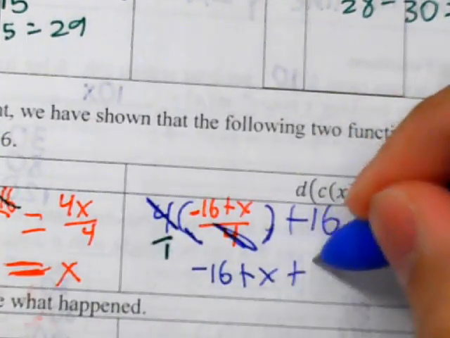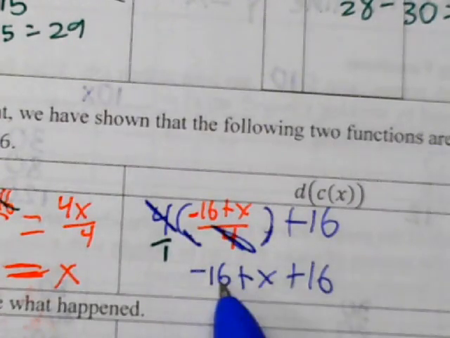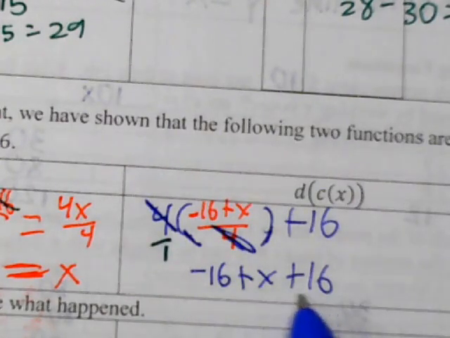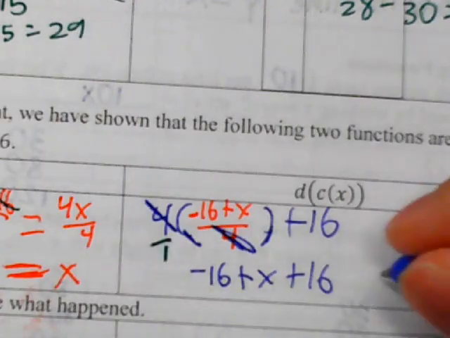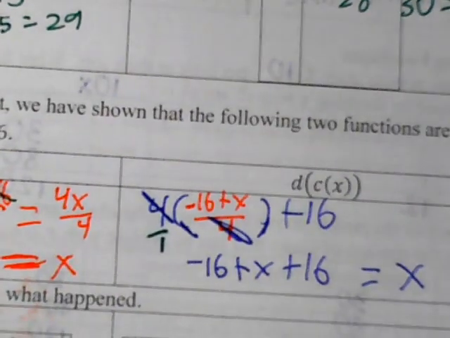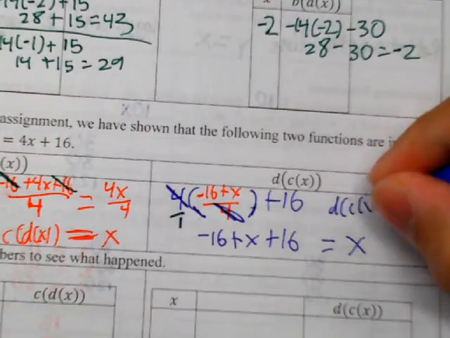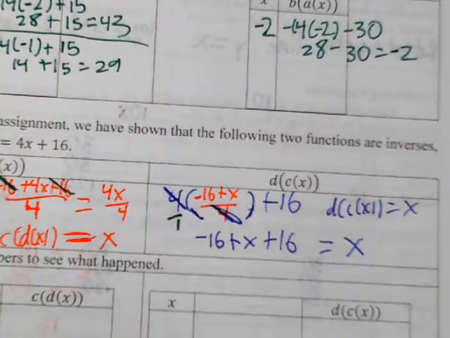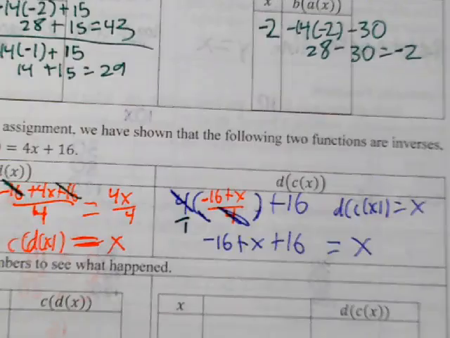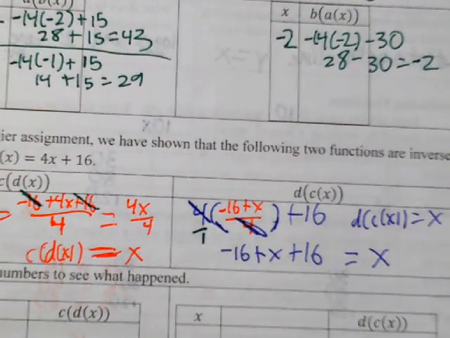Okay, so that means that d of c of x also equals x. Both orders, the composition simplified all the way down to x. In order to help understand what happened, let's do a specific number. I'll just do negative 2 again.